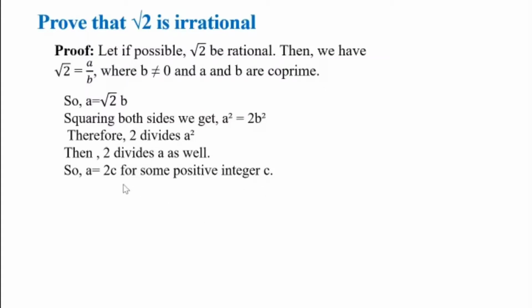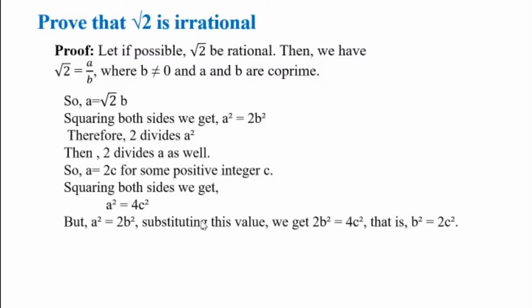So I write a is equal to 2c. I square it once again. I get a square is equal to 4c square. But a square was what? A square was 2b square. Substituting this value in a square is equal to 4c square, if instead of a square I had 2b square, I get 2b square is equal to 4c square. 2 and 4 cancel to give me b square is equal to 2c square.